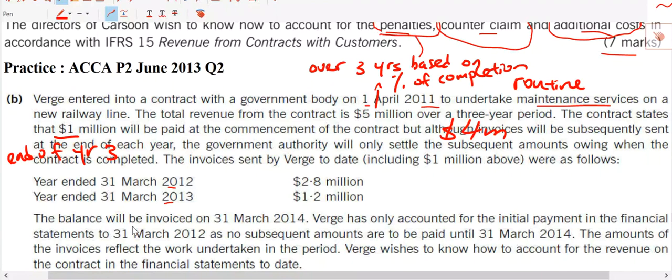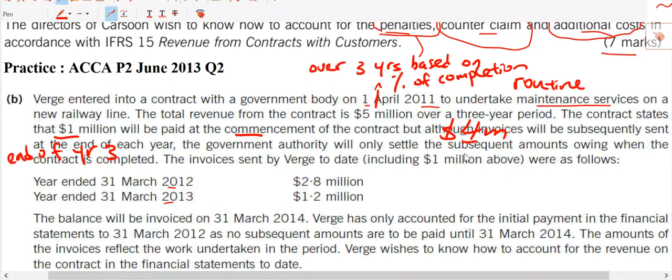Okay, now listen carefully here. The timing of collecting money is not important to judge the timing of recognizing revenue. We can perform the job not collecting money, but we still have to recognize revenue. So the timing of recognizing revenue will not be affected by the timing of receiving money. So in this case, at the commencement of the contract, we get $1 million. So before we start job, we get $1 million. Then we work for 3 years. After 3 years, only we get the balance 4 million.